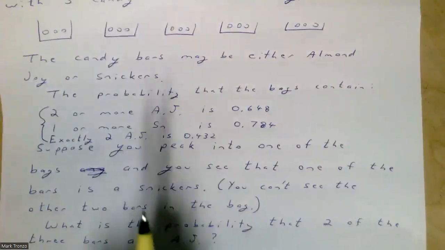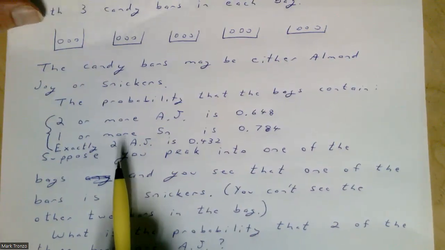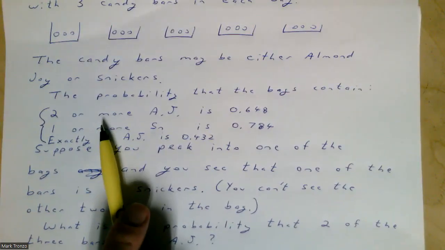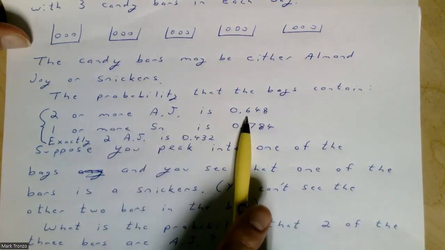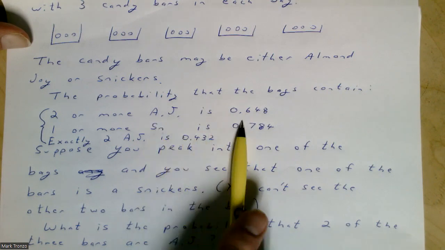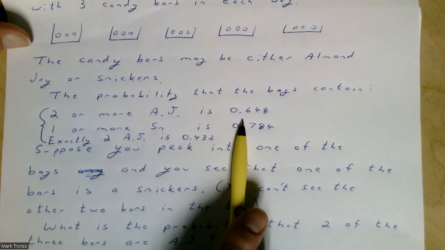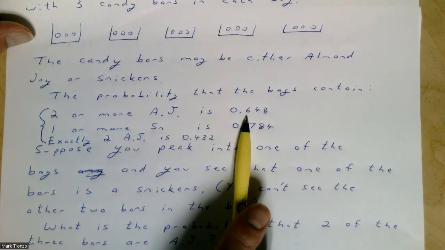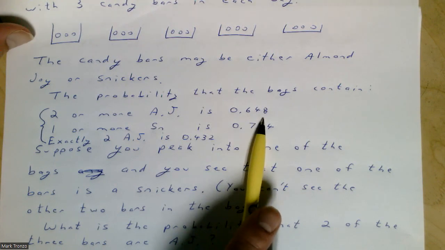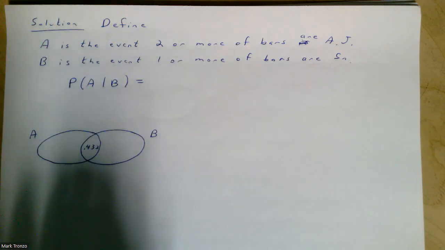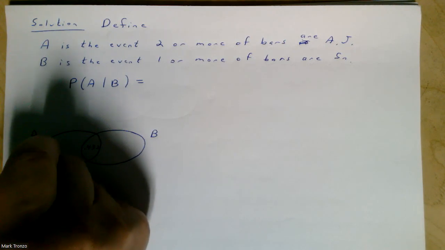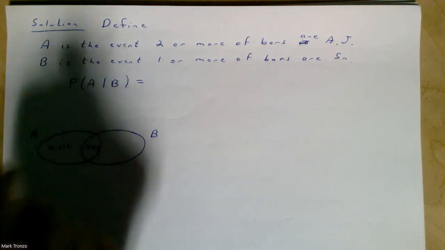And so now we can calculate the other parts. So if 2 or more Almond Joys was this, if we take 0.648 minus this 0.432, that's going to give us 0.216 over here.